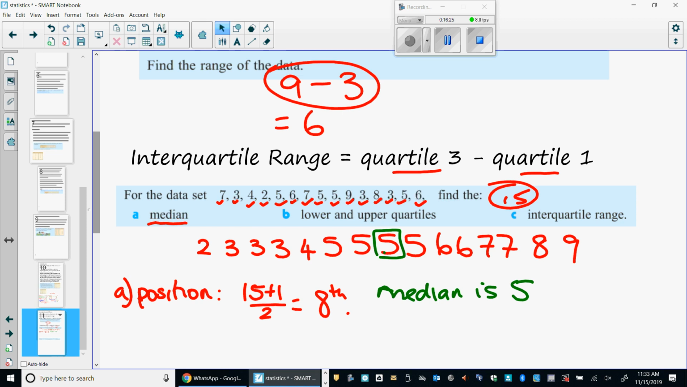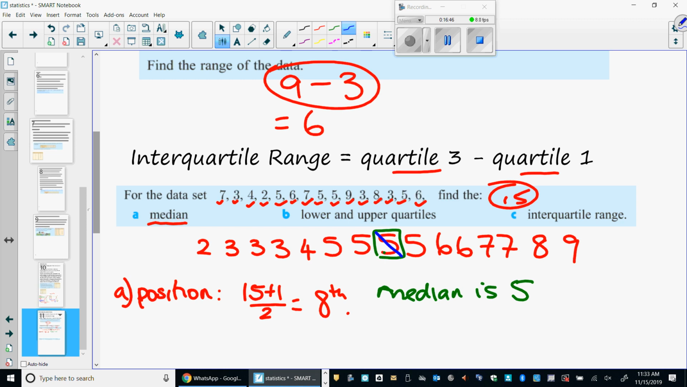So what happens when we have this situation is that we ignore the median when we're trying to find our upper and lower quartiles. So we found that the median is 5. I'm now going to discount that from my calculations, or from looking at my data values.